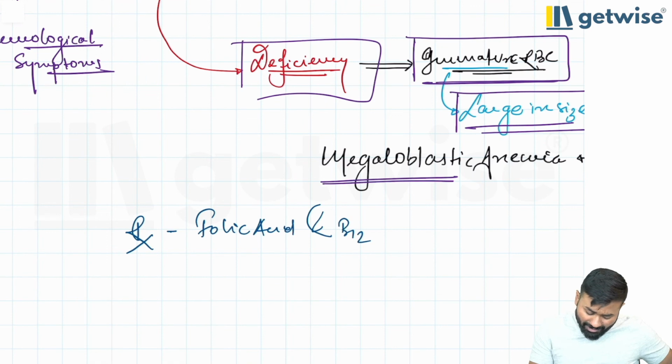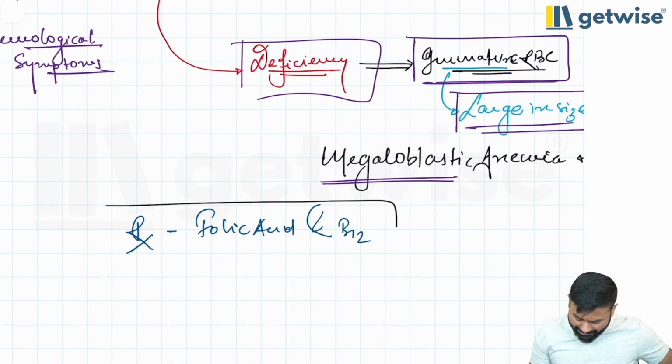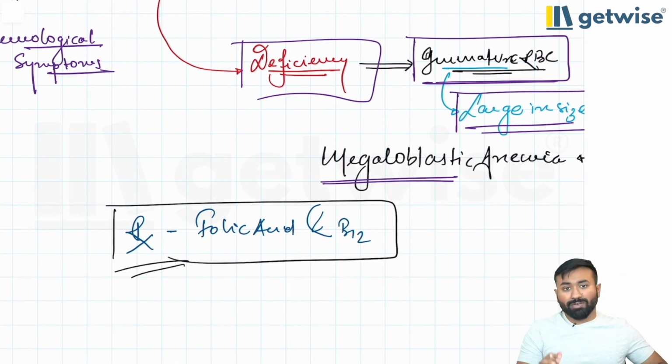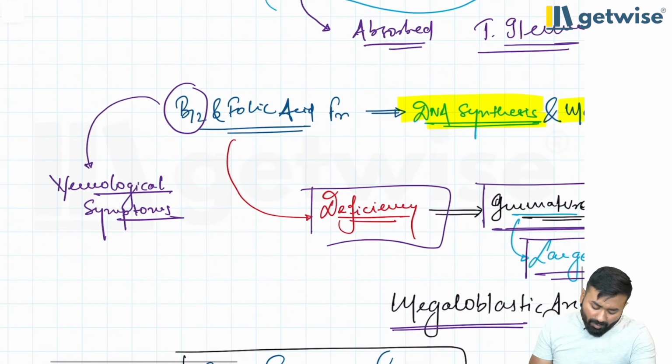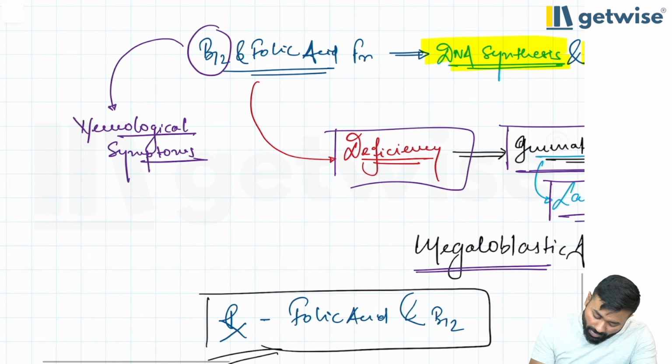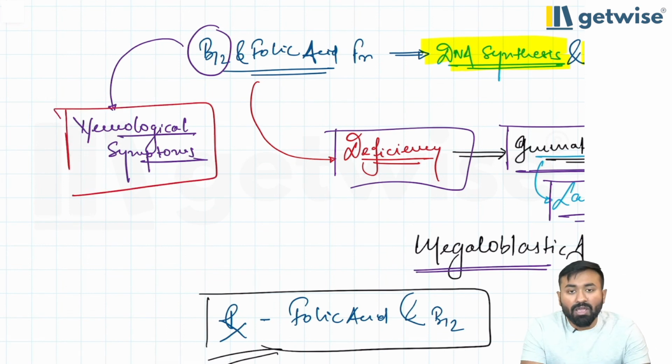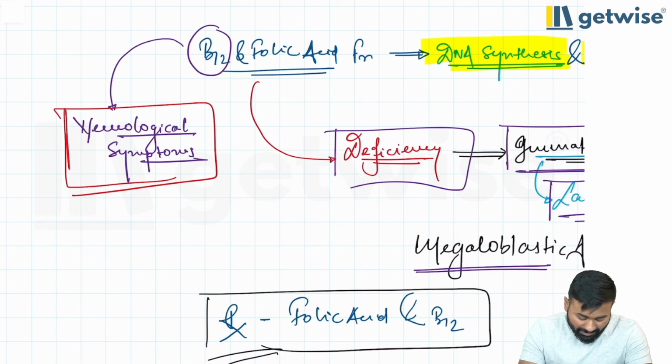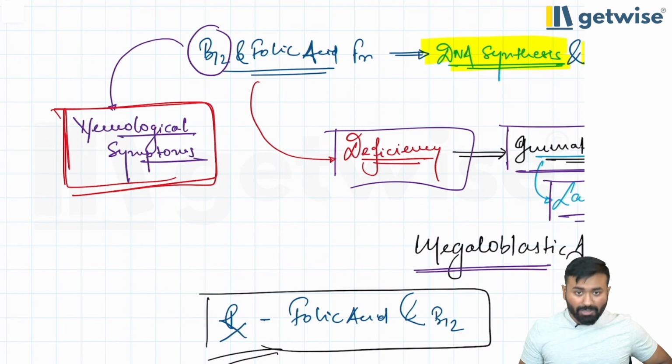To treat this condition, we need to supplement folic acid and B12 to the patient. And one more thing: if there is deficiency of vitamin B12, there will be some neurological symptoms as well, because vitamin B12 is also necessary for neurological function. So that's all about erythropoiesis. Thank you.